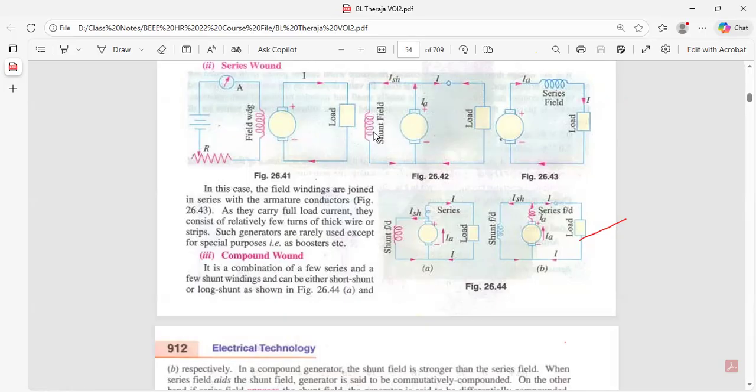In any machine, you have two windings. One is the field winding, and the other is the armature winding. Where is the field winding? Can anyone tell? On the poles. Okay. Where is the armature winding? Inside the circular part, that is the armature.